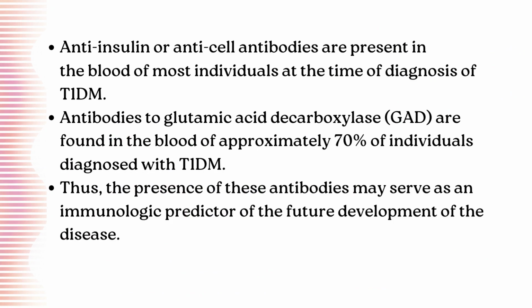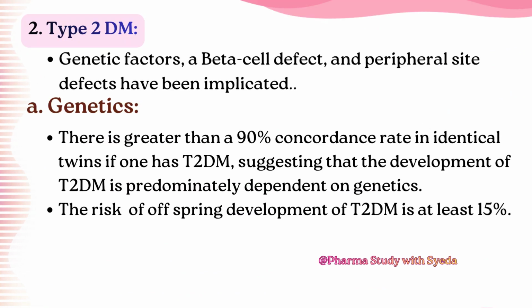One of the most important antibodies is directed against glutamic acid decarboxylase, commonly known as GAD. Antibodies to GAD are found in approximately 70% of individuals diagnosed with type 1 diabetes. The presence of these antibodies can serve as an immunological marker and may help predict the future development of the disease in at-risk individuals. Now let's discuss the development of type 2 diabetes mellitus.